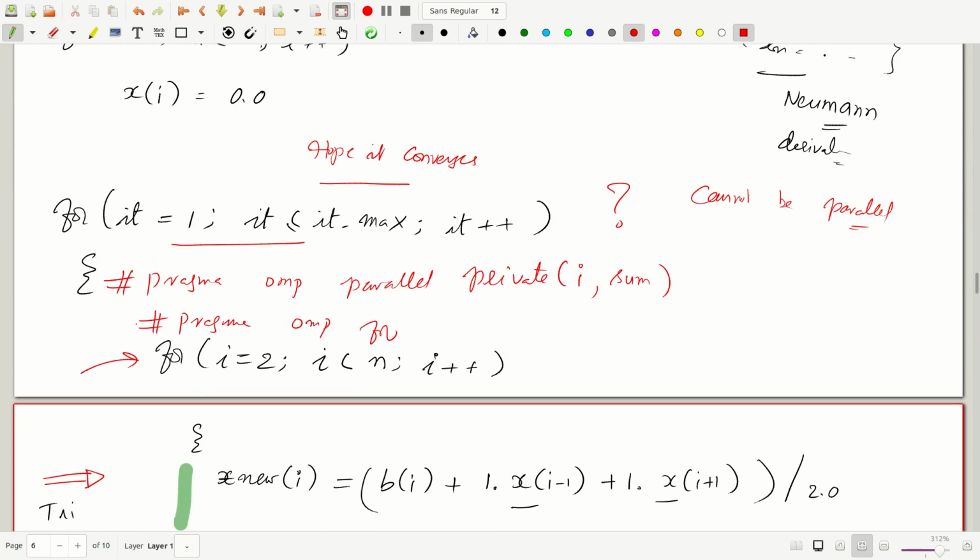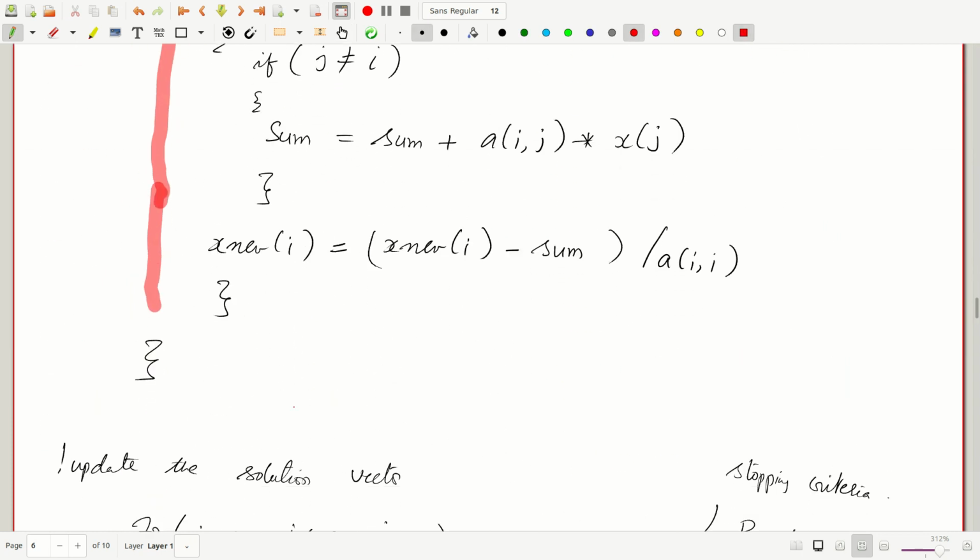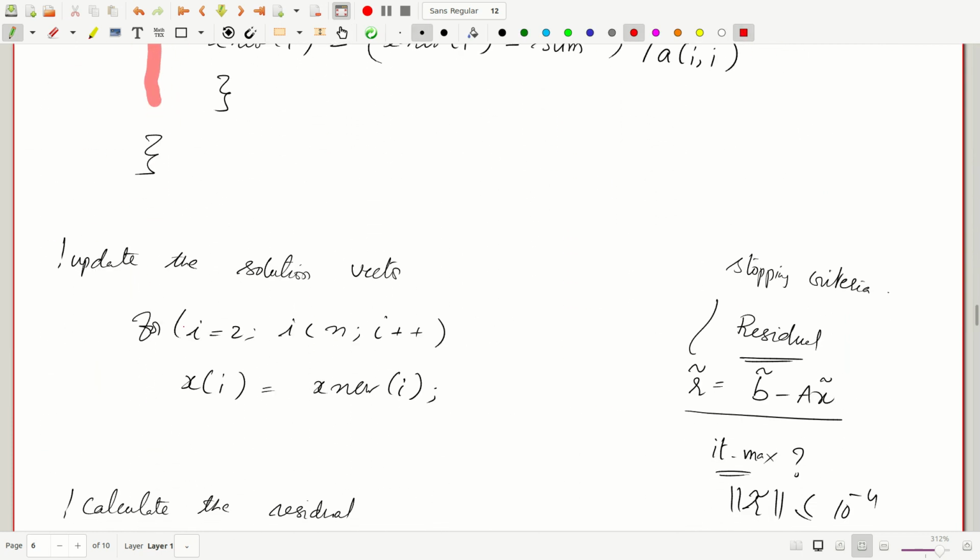And now, as long as you are inside this iteration block, you are still forking the threads. So this is only in parallel. Then all the threads will come here. They will also update the solution vector. So this also can be made parallel. So this can also be #pragma omp for. So the copying can also happen in parallel.